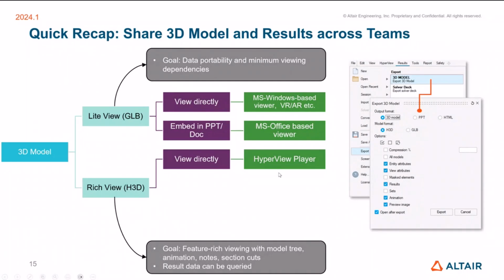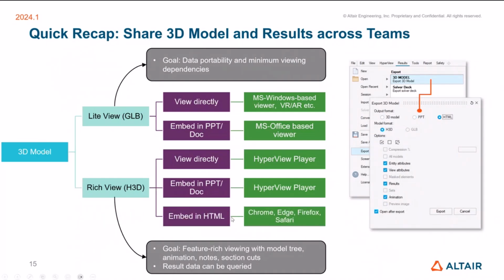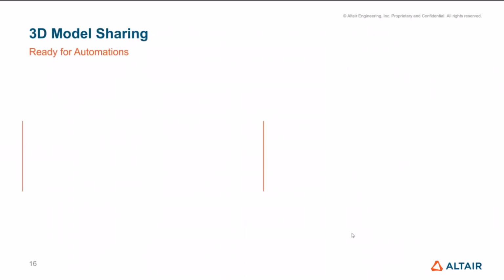there was always a functionality to view it with HyperView player, and then you could always embed it in PowerPoints. But in the last release, we also released a new viewer that we used to call Altair One based HTML, which used to work in all the new browsers. Now that was the release that we made in 24.1, and there was a point in repeating that, but in this release, we basically stressed on making it ready for automations.